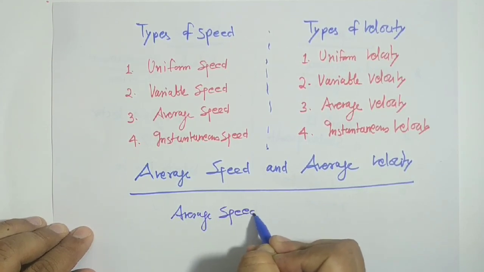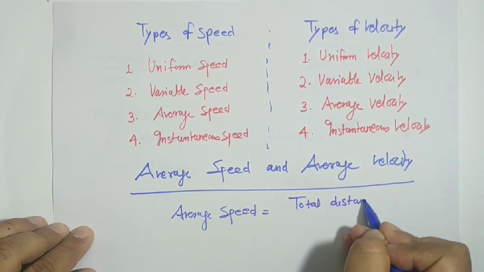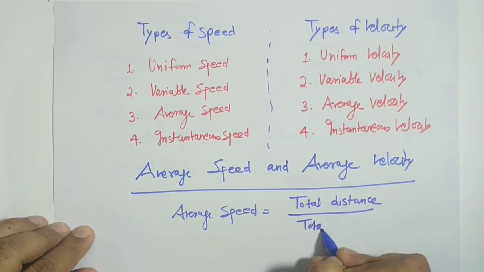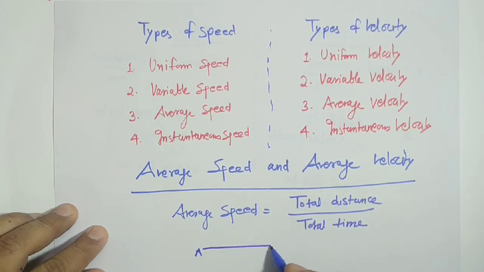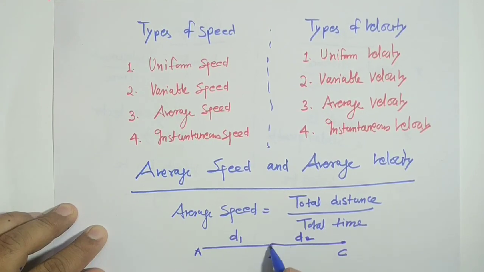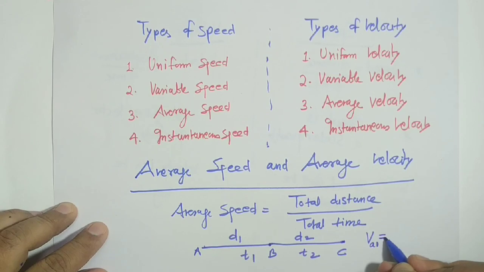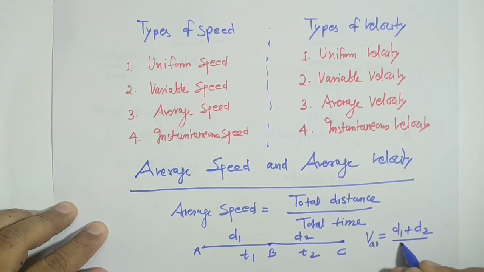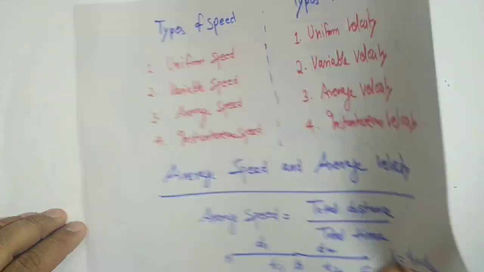We'll talk about that. Now I think all of you know average speed is actually what? The total distance upon total time. Are you getting it? Say this is A point, this is B, and this is C. We know that distance traveled D1, D2, time taken from A to B is T1, time taken from B to C is T2. So we know that average speed, if I want to find out, it will be what? D1 plus D2 upon what? T1 plus T2. It can be written in this way. So this is average speed.